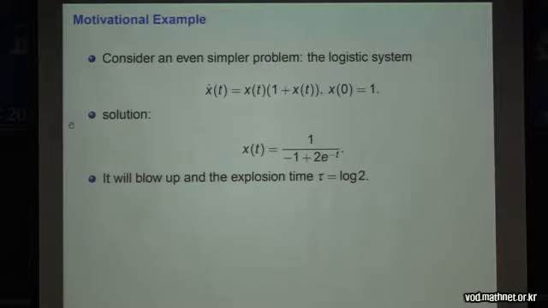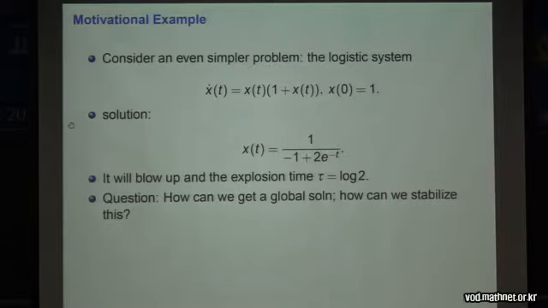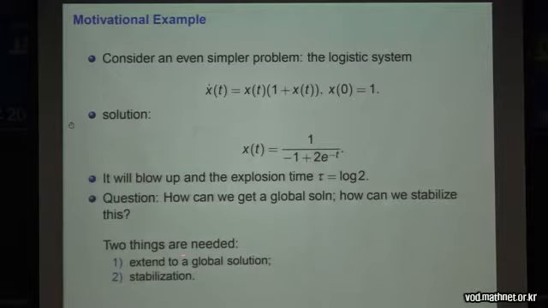That's the problem. But I really want to stabilize that. Here, I only have a local solution. Everything just goes to that point. I can't continue from there. The question is, can we get a global solution? And how can we actually stabilize that? So that's the question we ask. So two things are needed. The first thing is we need to extend that to a global solution. Secondly, we need to stabilize that. So the two things are accomplished by using some feedback controls. Interestingly enough, the feedback controls are Brownian motions, or rather noise processes.